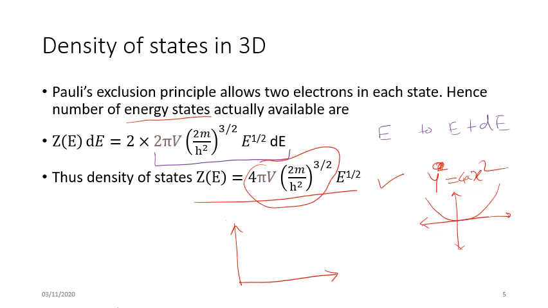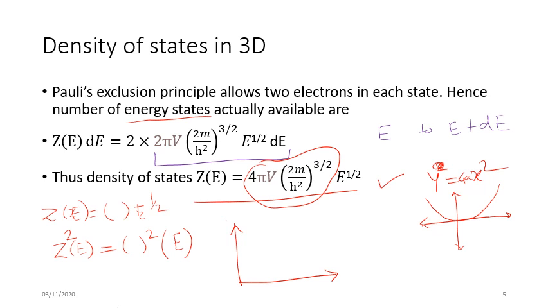So here Z(E) is equal to some constant times E raised to 1 half. What I will do is square both sides. So Z(E), this variable, its square is equal to some constant, its square, into E.